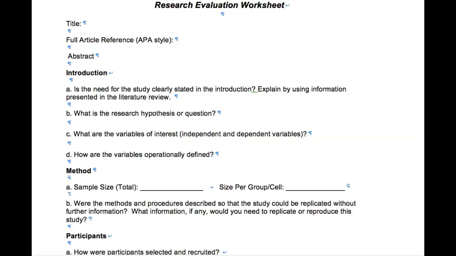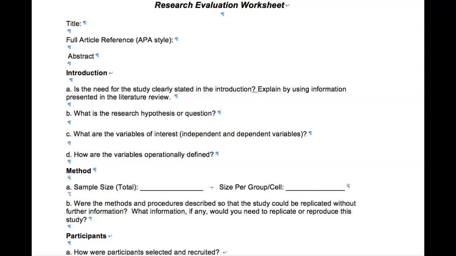And it says introduction: is the need for the study clearly stated in the introduction of the paper and explained by using information presented in the lit review? So you're reading to see how did they describe that. What is the research hypothesis if it's quantitative, or research question if it's qualitative?